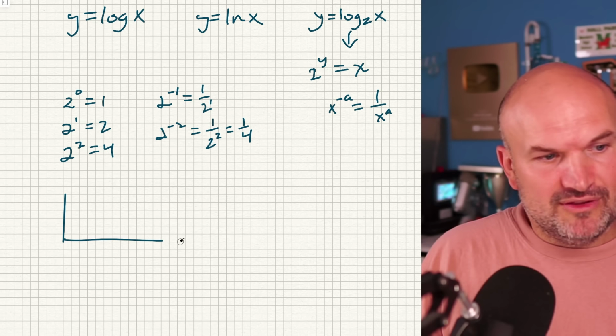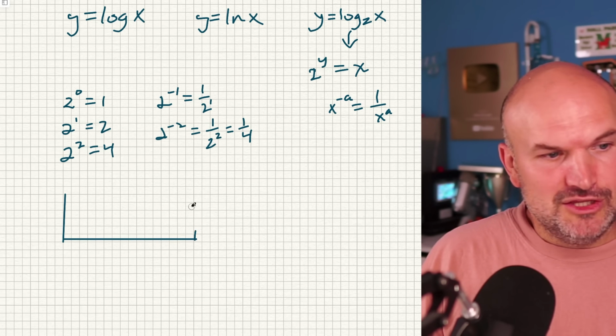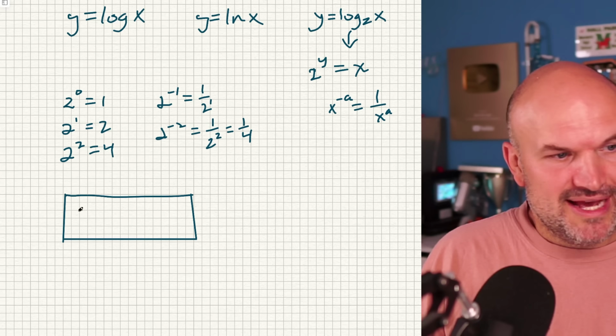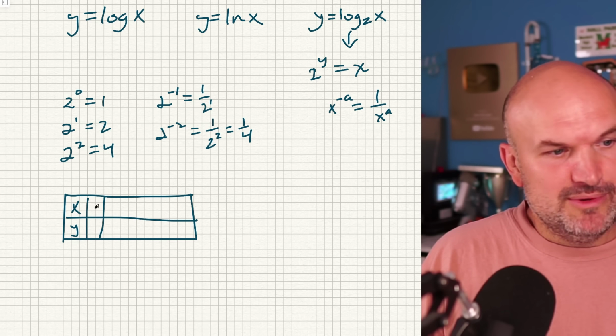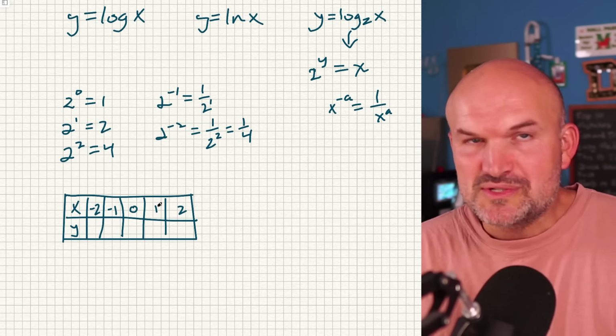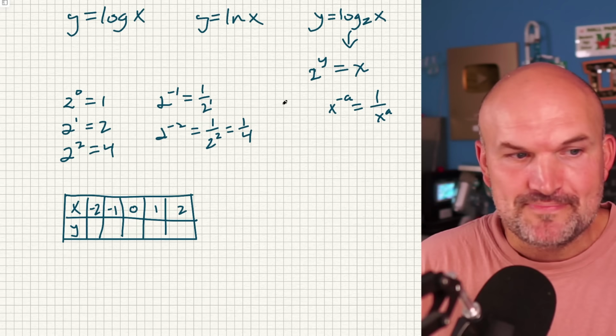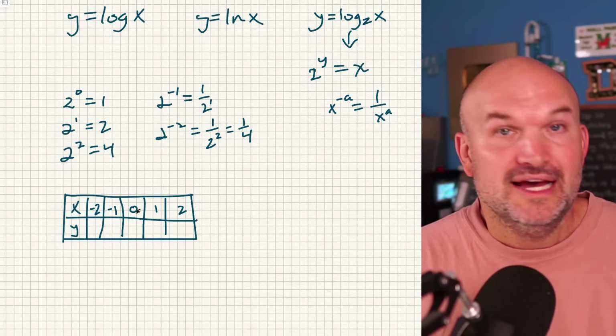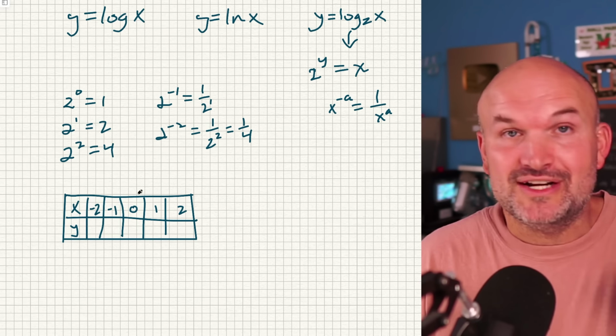We created a table of values that looked something like this. So we had our x and our y. We'd say x, y. But then we'd pick values like a -2 and a -1 and a 0 and a 1 and a 2. But if you were to use those numbers for our logarithmic equation, you'd be absolutely confused. And I'll get to that just a little bit later in the video.